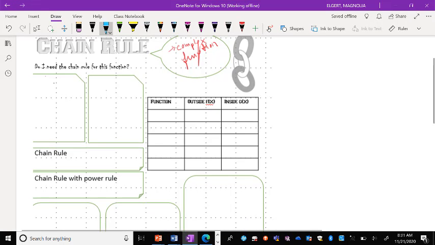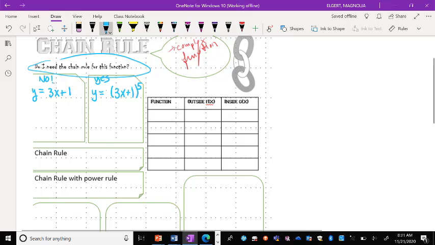So when do you need the chain rule? Up here I said, do I need the chain rule? So I'm going to say no, I don't need the chain rule. Here's an example, y equals 3x plus 1. I don't need the chain rule. Yes, if this was y equals 3x plus 1, that quantity, to the fifth power, I would need the chain rule.